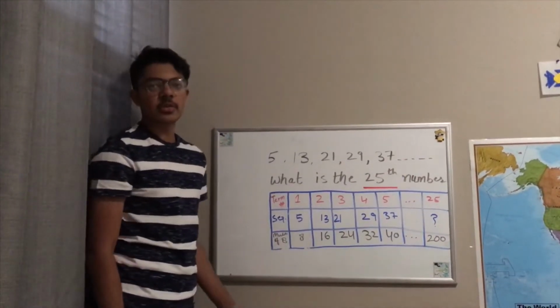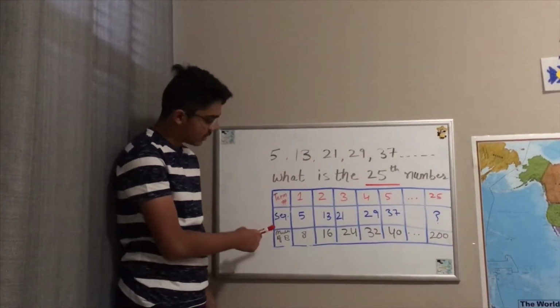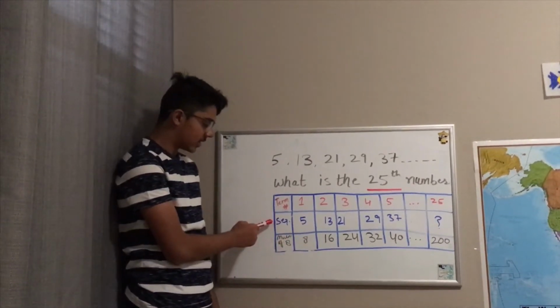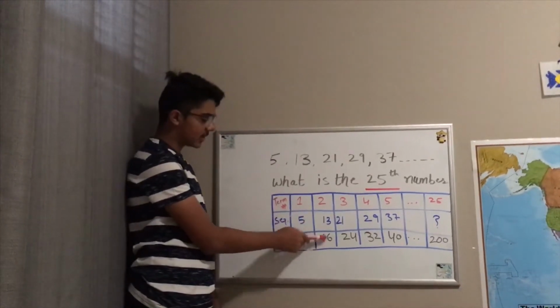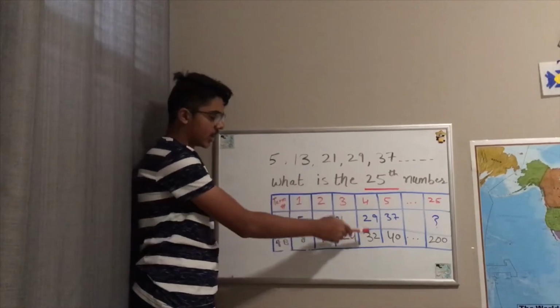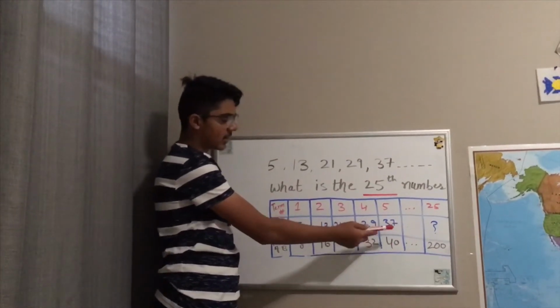Then you just look for patterns in the chart. So if we're looking for patterns, we can see one, which is the multiples of 8 minus the sequence always gives 3. 8 minus 5 is 3. 16 minus 13 is 3. 24 minus 21 is 3. 32 minus 29 is 3. 40 minus 37 is 3.